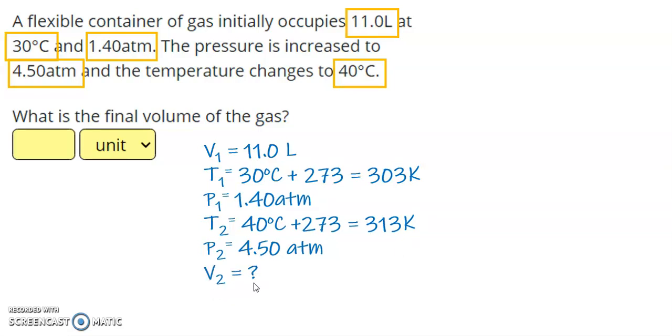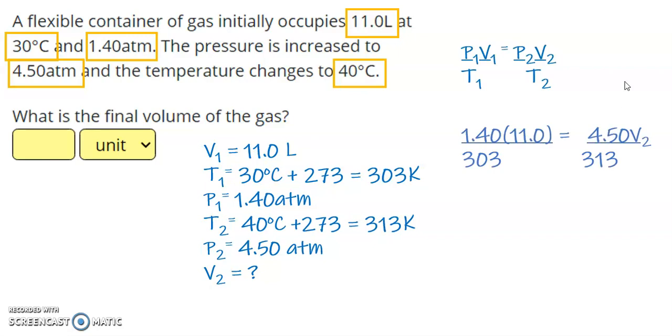Volume of the gas is unknown in the final conditions, so V2 equals question mark. Since volume, temperature, and pressure are all changing, I'm going to use the combined gas law. P1 V1 over T1 equals P2 V2 over T2. I'm going to plug in my values. I get 1.4 times 11 divided by 303 equals 4.5 V2 divided by 313.